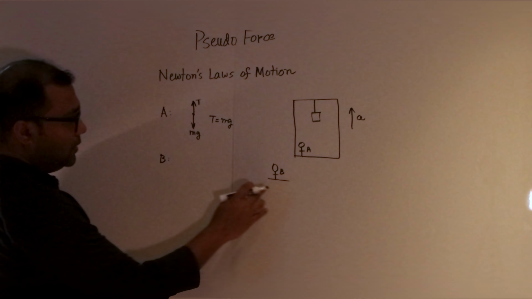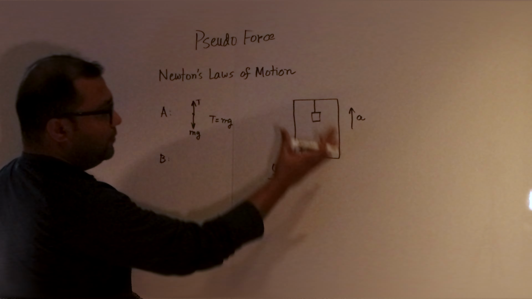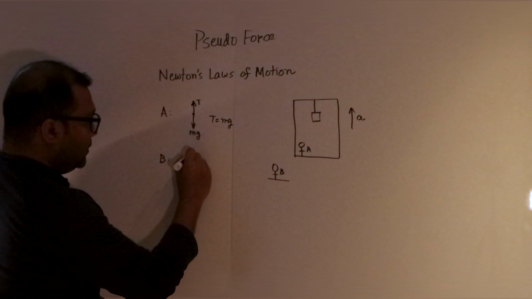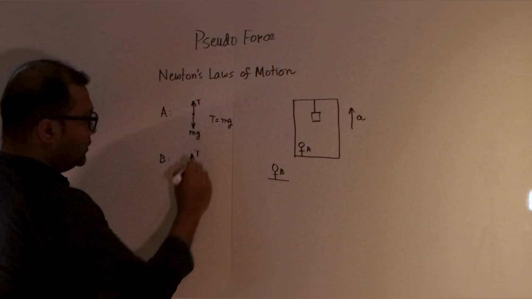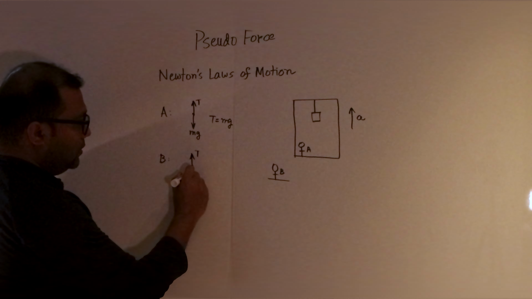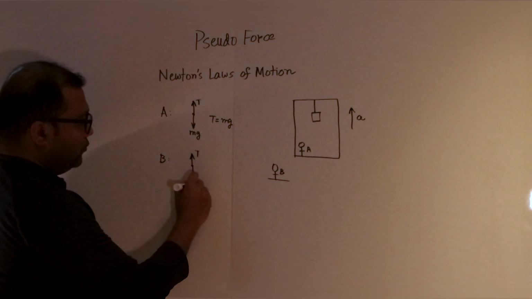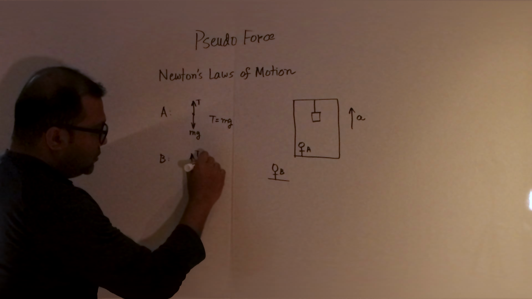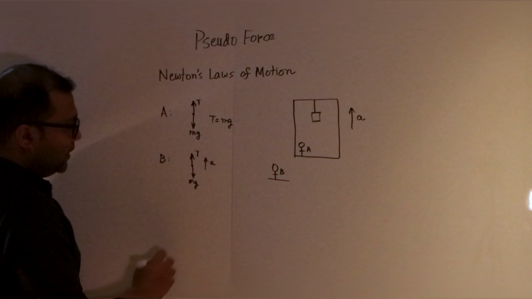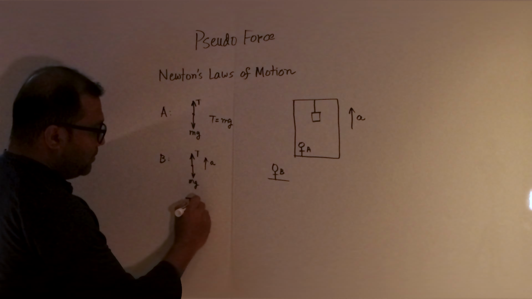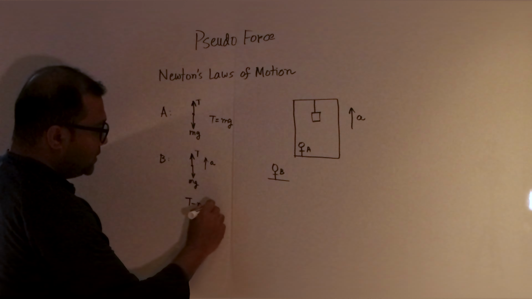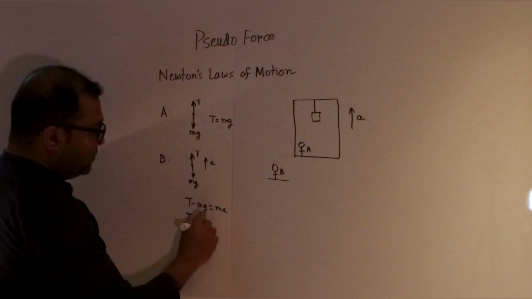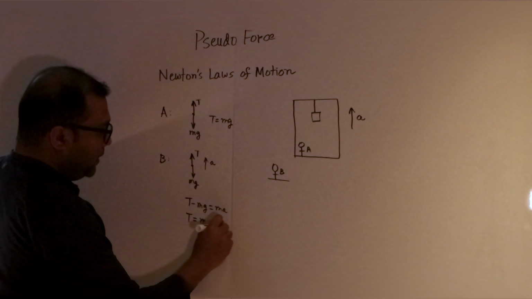Let's see from the perspective of person B. Person B can see the entire system. The elevator is going up with acceleration a. So what he will write is, there is tension in the string, there is force due to gravity on the mass, and this entire system is going up with acceleration a. So he will write T minus mg equals ma, which gives T equals mg plus ma.